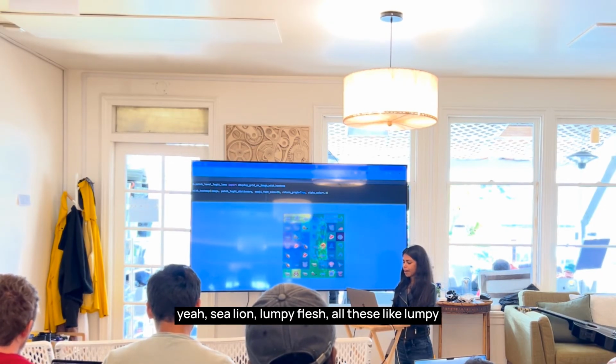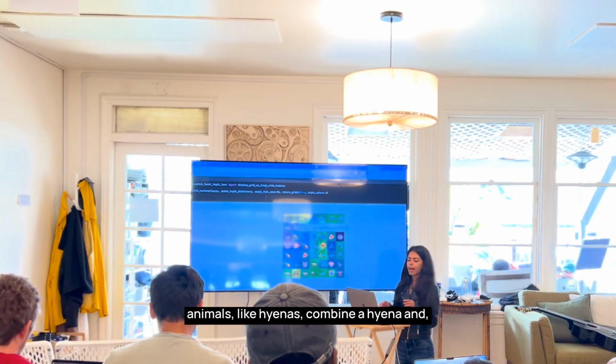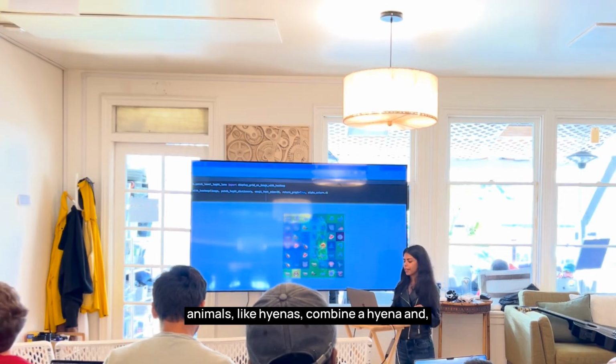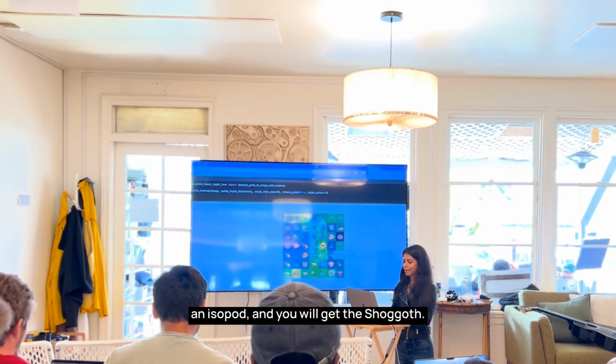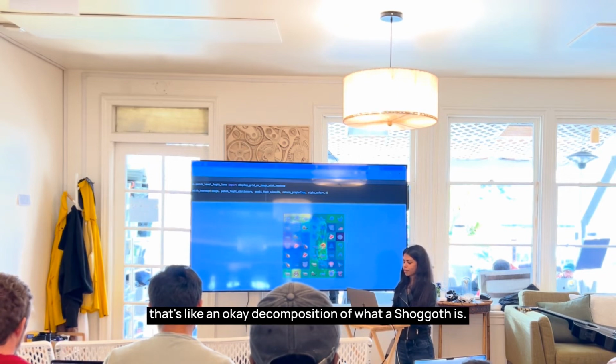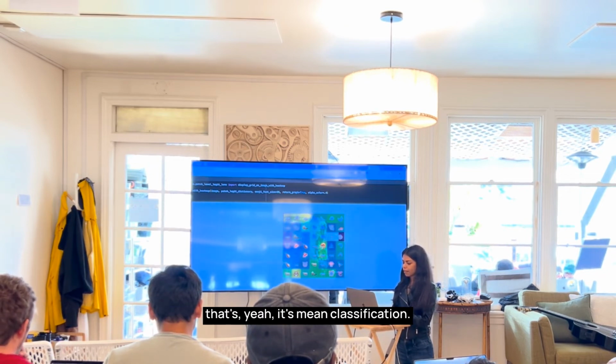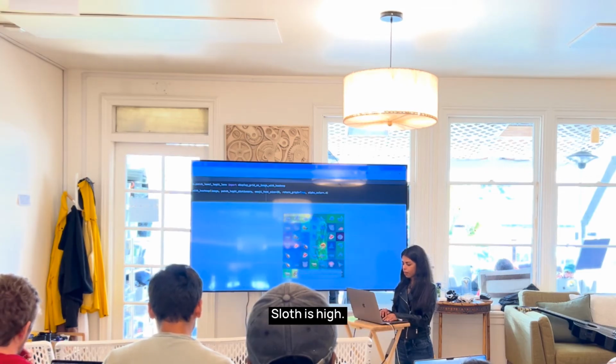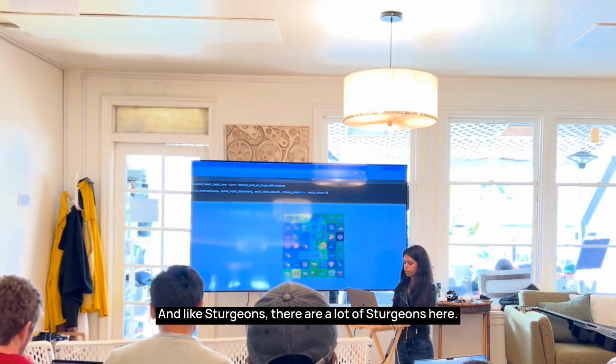Yeah, sea lion, lumpy flesh, all these lumpy animals like hyenas. Combine a hyena, hippopotamus, a sturgeon, and an isopod, and you would get the Shoggoth. Given that it's not been trained on a Shoggoth, I think that's an okay decomposition of what a Shoggoth is. Those are its main classifications. Oh, sloth bear is very high. Sloth is high, hippopotamus is high, and there are a lot of sturgeons here.